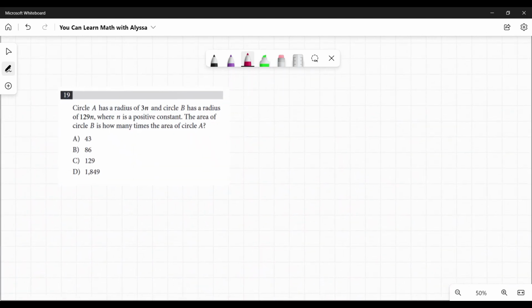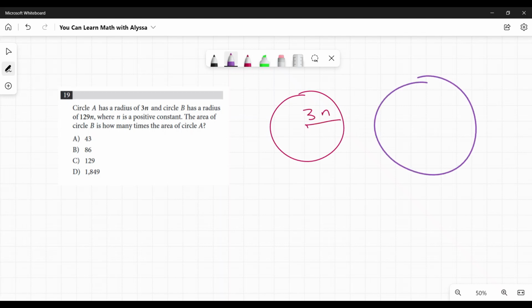On to 19. Circle A has a radius of 3n, and circle B has a radius of 129n, where n is a positive constant. The area of circle B is how many times the area of circle A? A couple ways you can look at this. First, I have this circle. It has a radius of 3n. And I have this other circle, I am not drawing that to scale, has a radius of 129n.